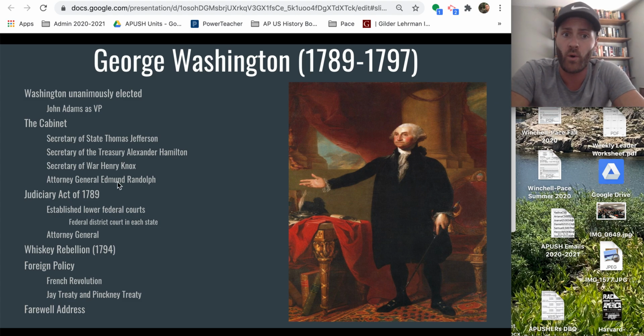The Secretary of War, who's in charge of the military, is Henry Knox. And the Attorney General, who is America's head lawyer, is going to be Edmund Randolph. So that's the 4-man cabinet from the jump.